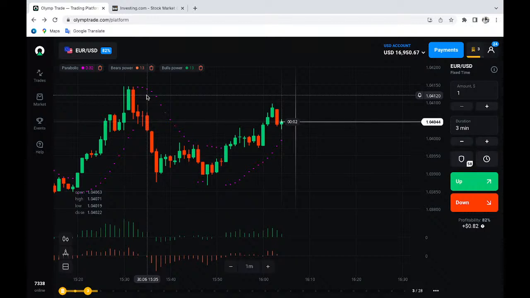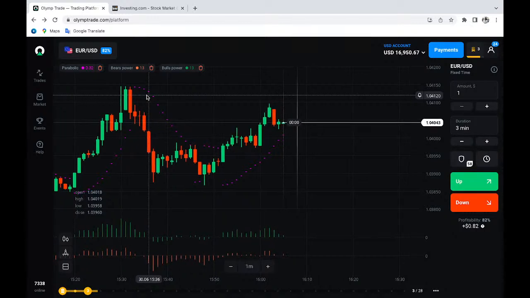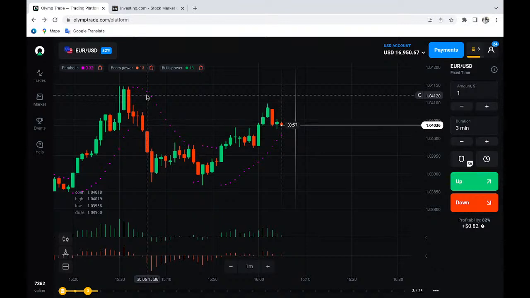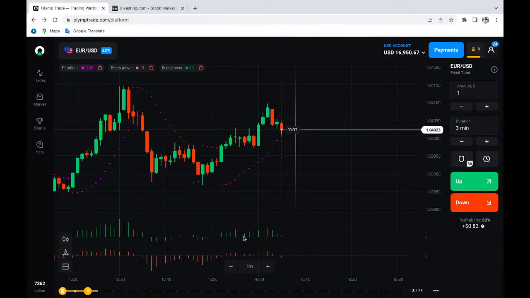Let me explain these a little bit more. The bull power and bear power oscillator reflects the battle between buyers, you can say bulls, and sellers, you can say bears. When there is an uptrend in the market, the green bars of the bull power oscillator are always above the zero level. As you can see, the green one is bull power, and the one below zero, the orange or red one, is bear power.